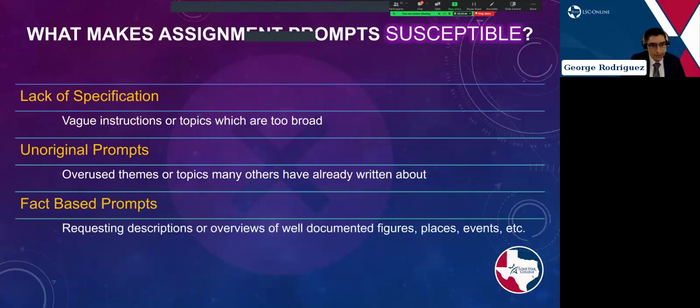Fact-based prompts, requesting descriptions or overviews of well-documented figures, places, events, etc. I think it's best to leave assessments that mainly involve reciting facts to proctored quizzes or exams, or some other form of assessment. If you're worried about students using AI to write papers, it's especially not a good idea to have an assignment prompt that's basically all about describing things like this, because whether it's a person, a place, a movie, a book, anything like that, the AI will be able to produce an original and fairly well-written response for things like that all day.